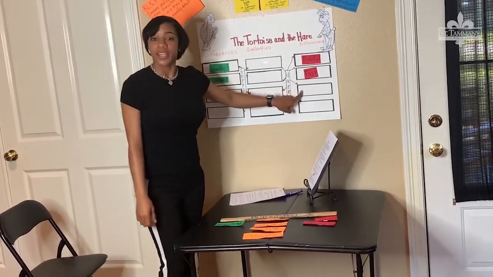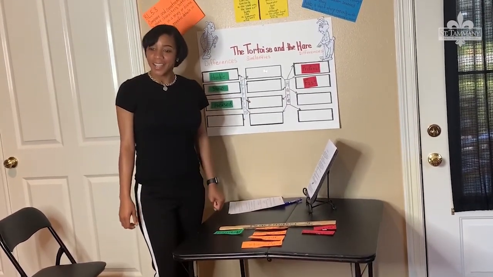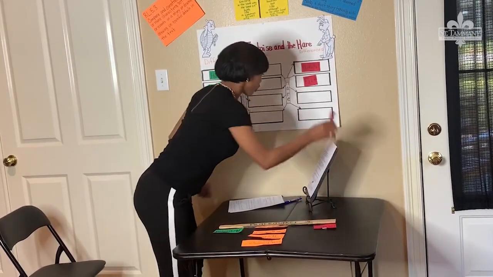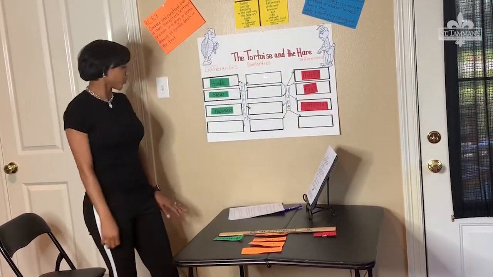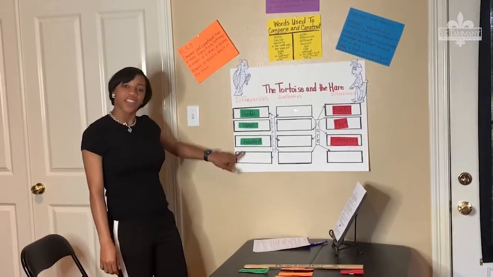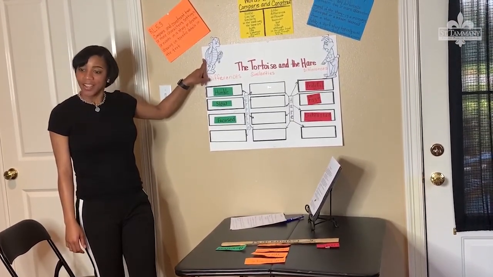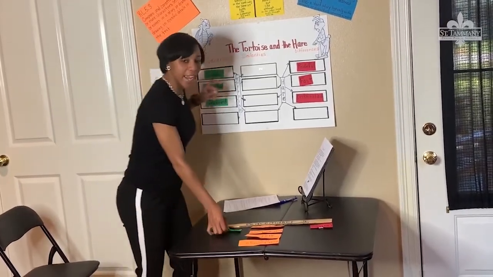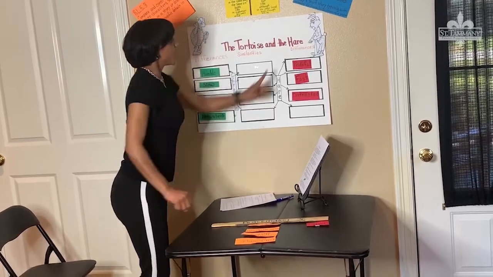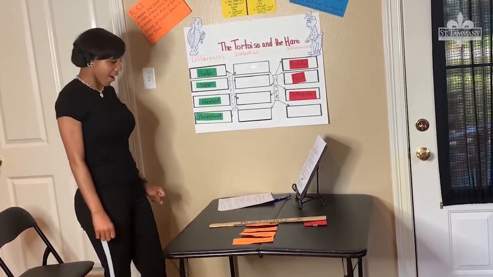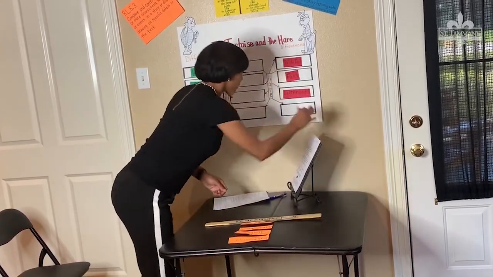What is the third trait that the hare had? Yes, he got distracted multiple times. Absolutely, thank you. Now, our last and final trait that we learned about the tortoise. Yes, he stayed persistent. Good job. What's the last trait that we learned about the hare? Absolutely, he was a quitter.